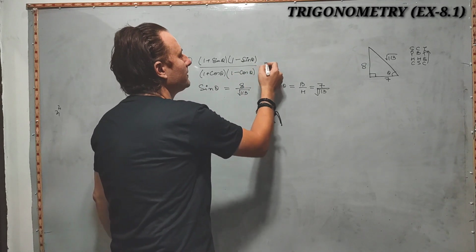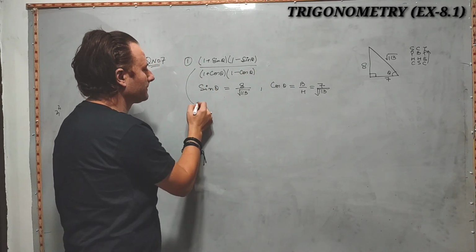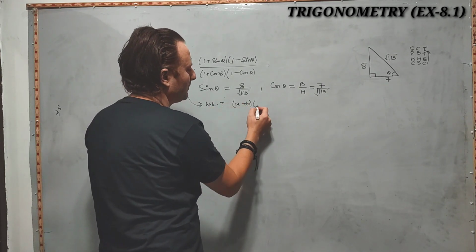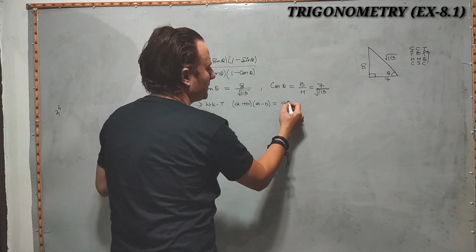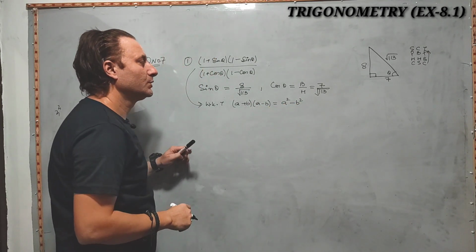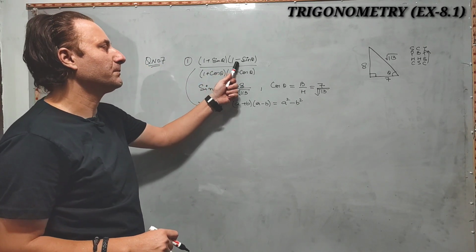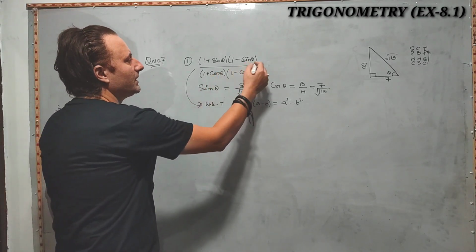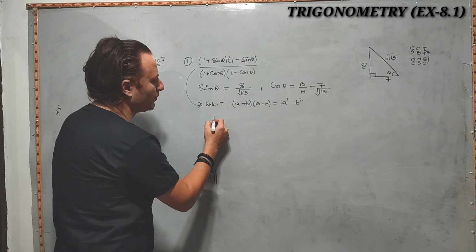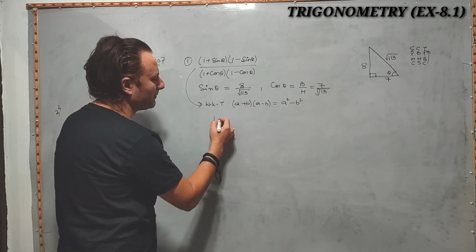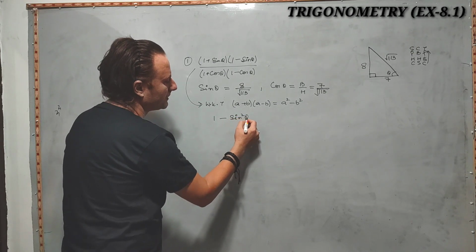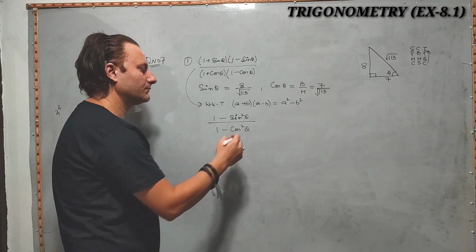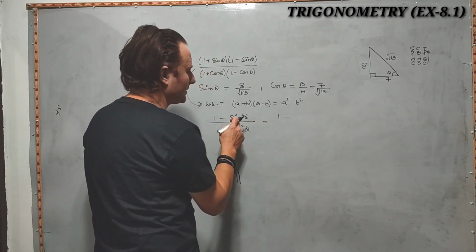Before that, I can do one thing. We know that (a plus b) multiplied by (a minus b) is a square minus b square. So if we see, we have (a plus b) multiplied by (a minus b), and here as well in the denominator (a plus b) multiplied by (a minus b). So I can write this as a square, that is 1 square, it will be the same, minus sine square theta, because b square. Here also it will be the same, 1 minus cos square theta. Right?